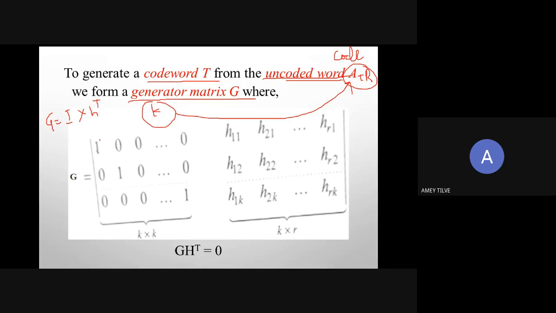Sorry for the interruption. So your G is nothing but a generator matrix that is required. If you have an uncoded word, how to convert your uncoded word into your code word? That is nothing but your final code word. To do that, we require the generator matrix whose formula is identity matrix, that is over here, and this is nothing but your H transpose. H we have already seen in the previous example.